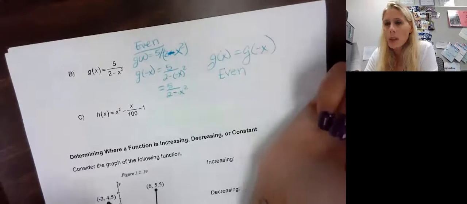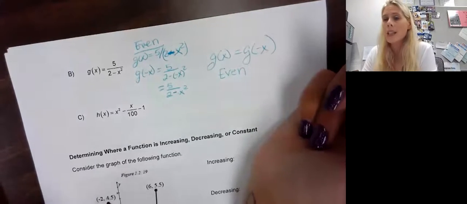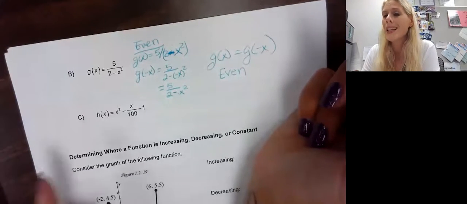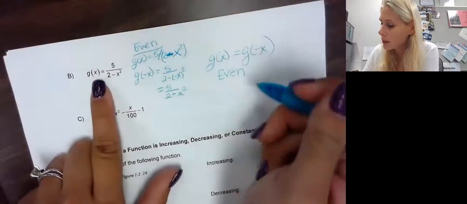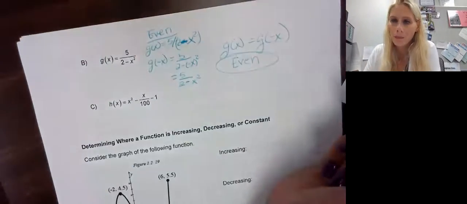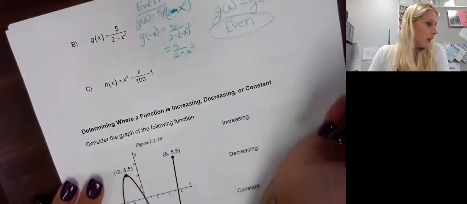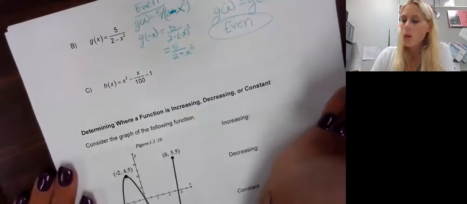Because it's even, we don't have to go any further. What did I say? The only function that's going to be even and odd is x equals 0. And this is not x equals 0. So we can stop at even. All right, this one gets a little bit more complicated.